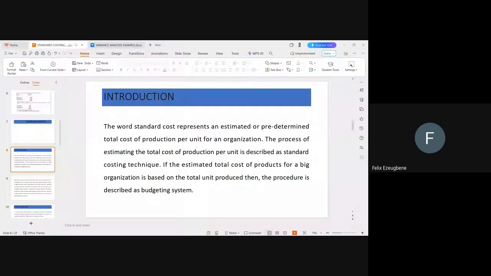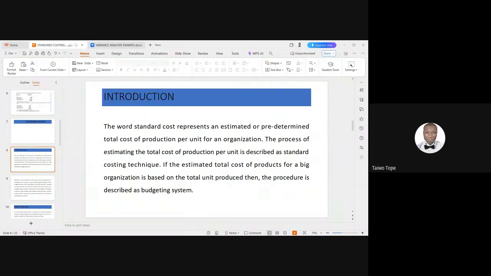Thank you, sir. On the slide, you can see that the process of estimating the total cost of production per unit is described as what? Standard costing technique. One unit, standard costing technique. While total cost of production of product for a big organization is based on total units. When you're looking at total units, then you are referring to what? The budget system.